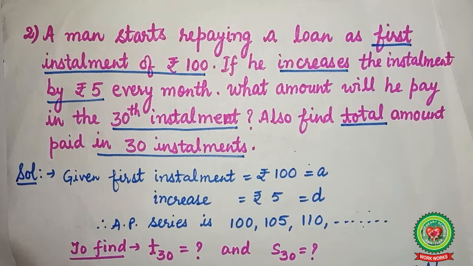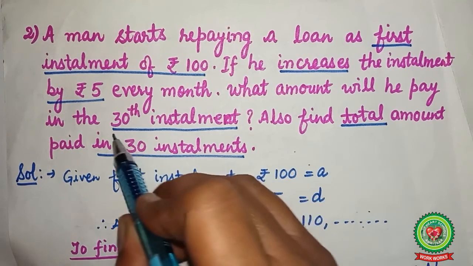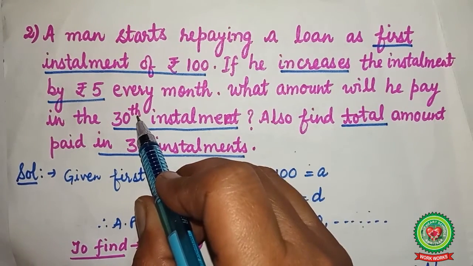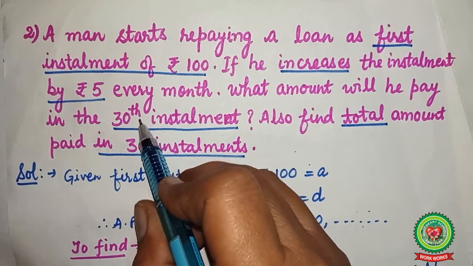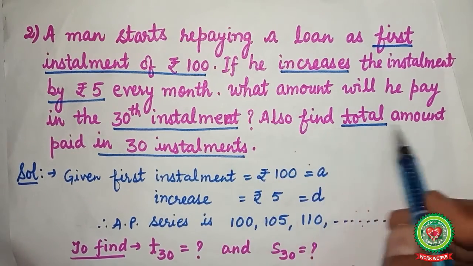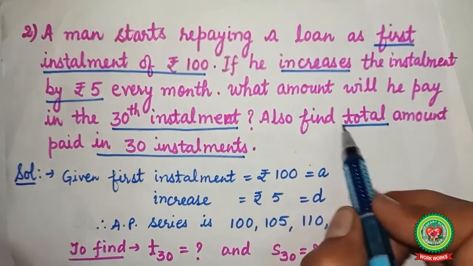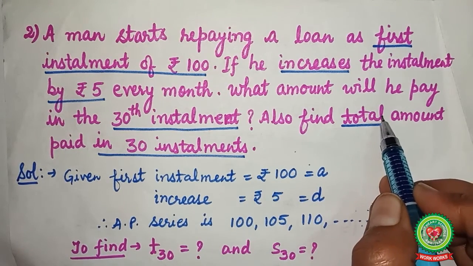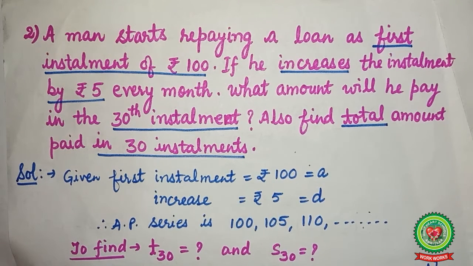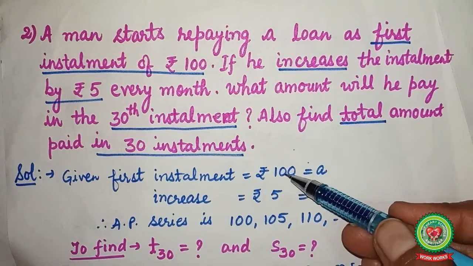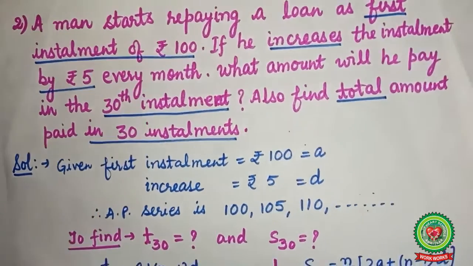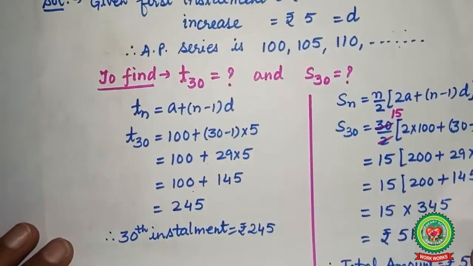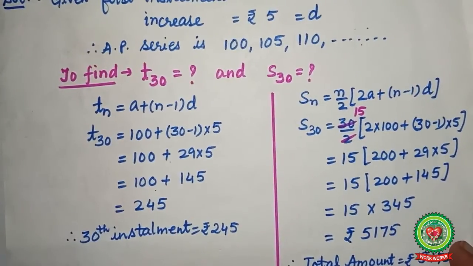Now the question is, what amount will he pay in the 30th installment? Now 30th installment, the th is there, it means we have to find the term. Also find the total amount paid in 30 installments, the word total is there. Total means we have to find the sum here. So we have to find two things, the term and the sum also. Now let's start with the question. As the first installment A is 100, the increase that is D is 5. Series we got.